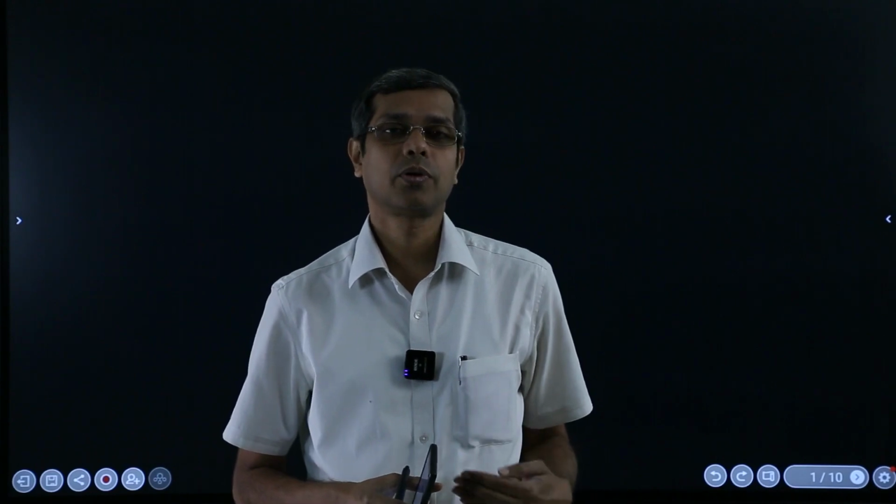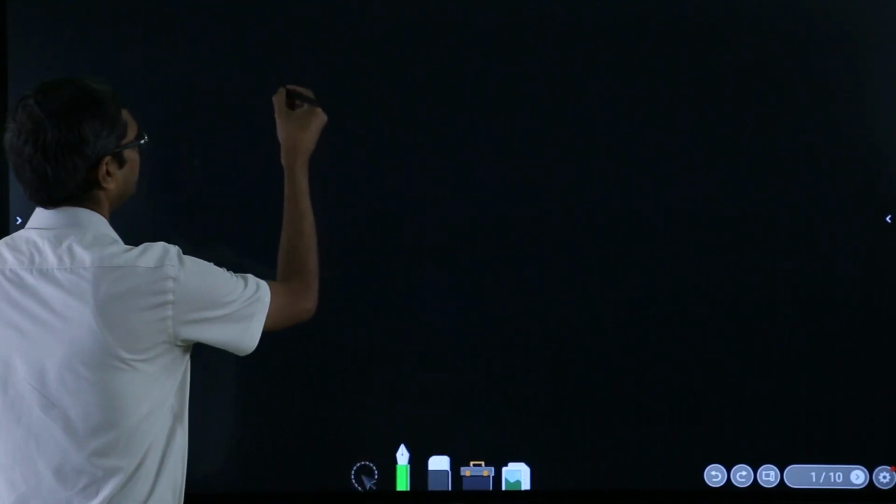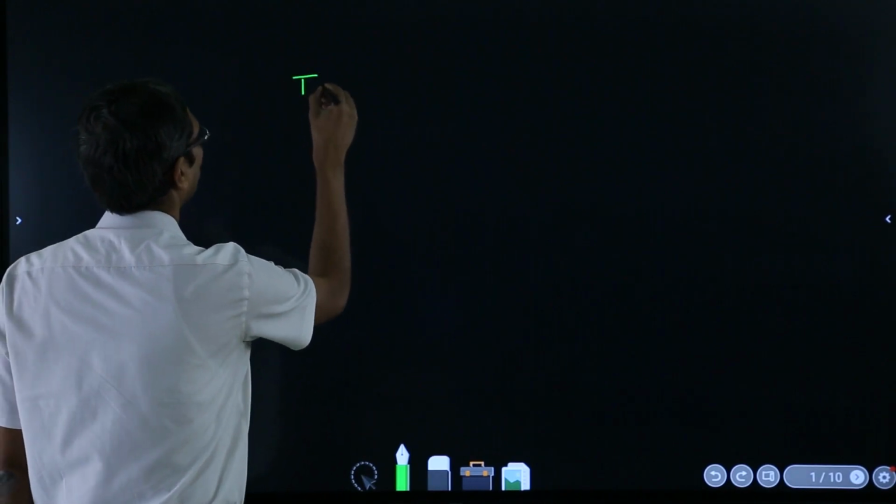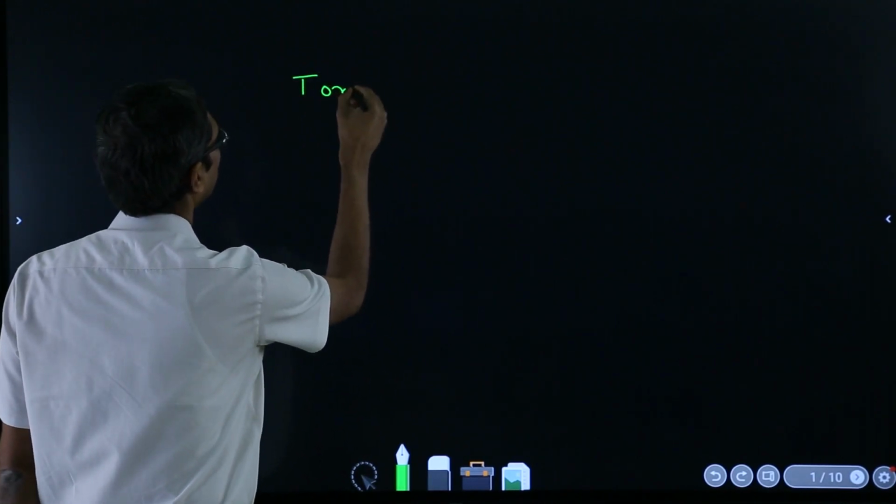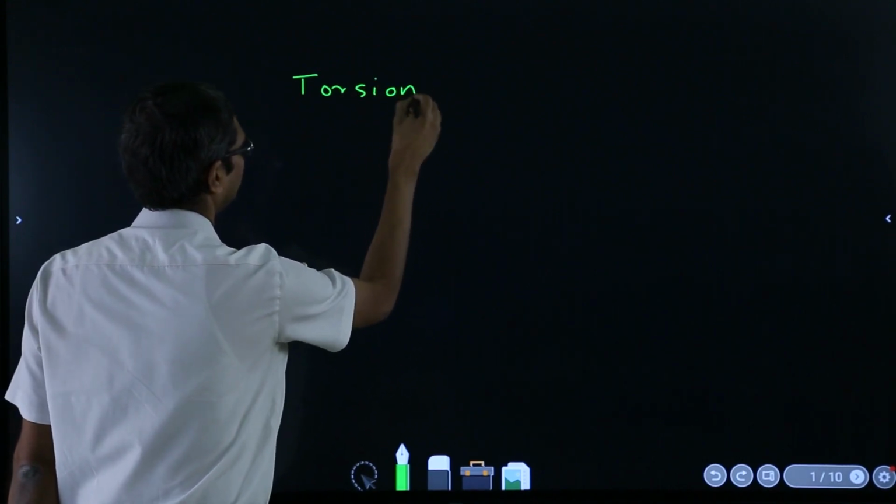Having discussed the concept of what is a state of stress at a point in a generic situation, and that means having discussed the concept of the stress tensor and what is the meaning of each of those components, the sigma xx, tau xy's and all, we are in a position now to discuss the next concept, which is on torsion. So the topic of this unit is torsion.